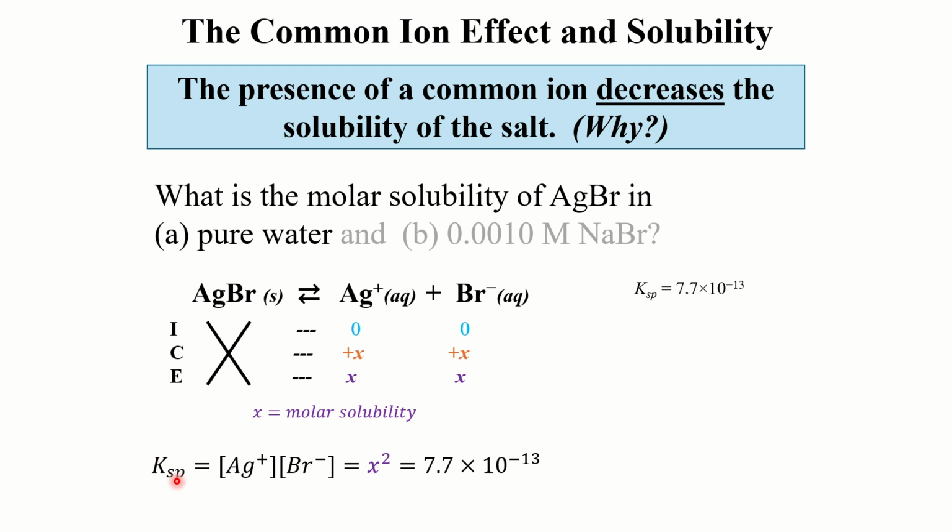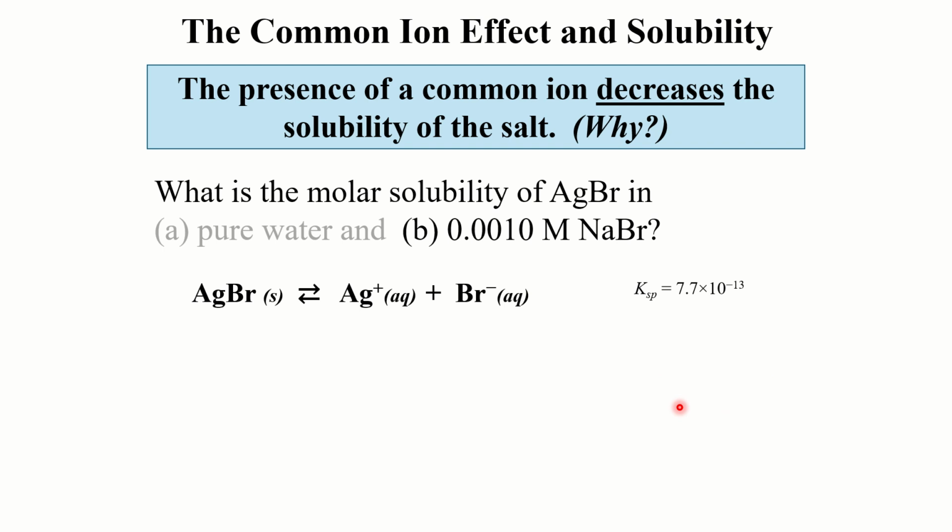My KSP expression would just be Ag plus times Br minus. So this would be X squared is equal to 7.7 times 10 to the negative 13th. And for X, I get 8.8 times 10 to the negative 7th. So this tells you the molar solubility. This means 8.8 times 10 to the negative 7th moles of AgBr would dissolve per liter of water. So this answers question A.